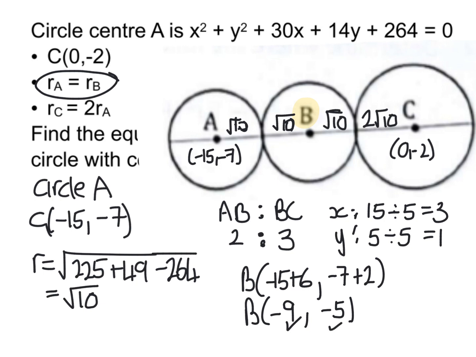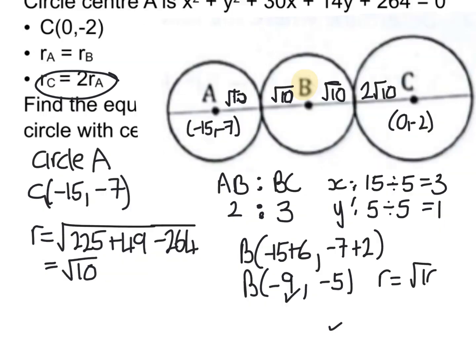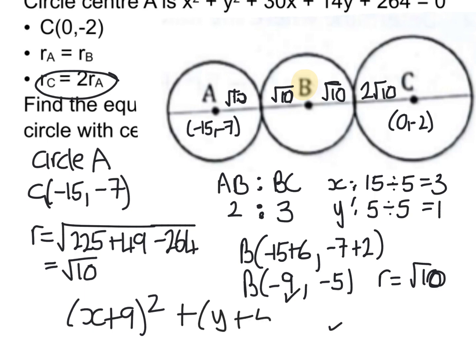All that's left now is to go get the equation. I know my radius was root 10, so all that's left to do is write my equation. My 10 went missing there. So the equation is, I've got x opposite sign, so x plus 9 all squared, plus y plus 5 all squared, equals root 10 all squared, which is just 10.